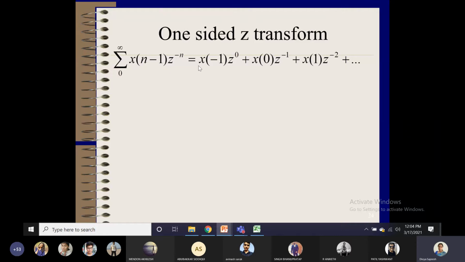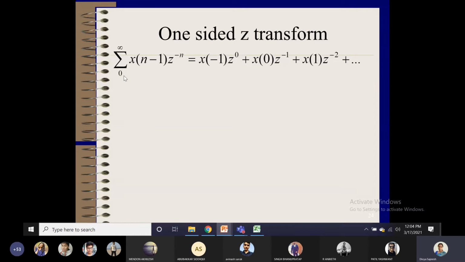So when I apply the summation, first I will put n as 0. If I put n as 0 here, I will obtain x of minus 1. Now z raised to minus n, so z raised to 0. Plus, what will be the next term in the series?